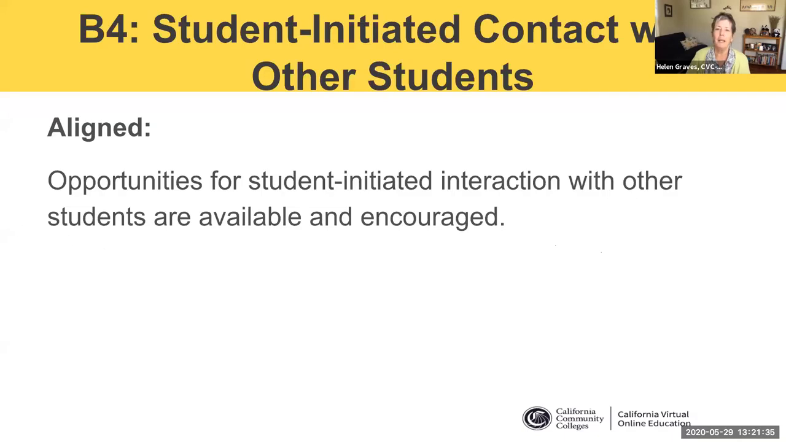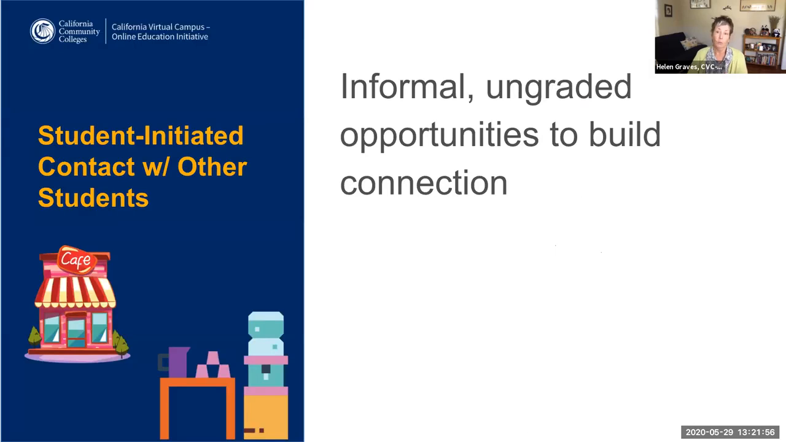All right, moving on to B4, student-initiated contact with other students. This rubric item is referring to what you might call unstructured or informal opportunities for student interaction. With asynchronous learning, there really is no before or after class when a lot of that kind of community building often occurs. You're walking by somebody's desk and you say, hey, did you catch the game last night or whatever it is?